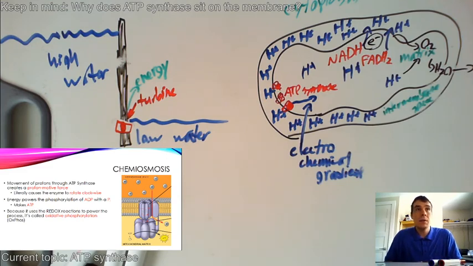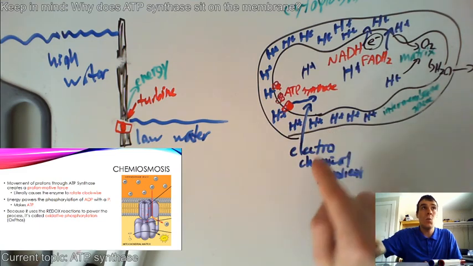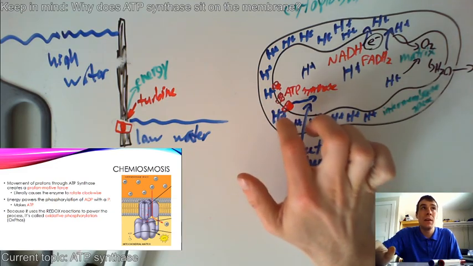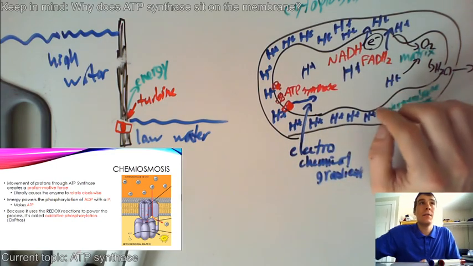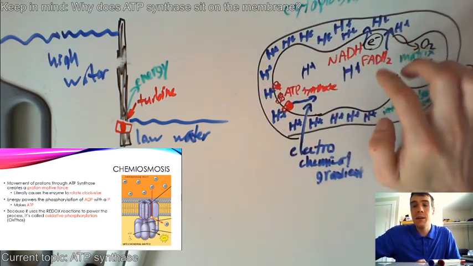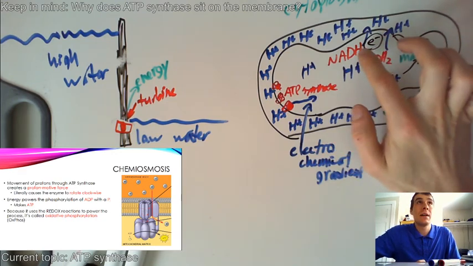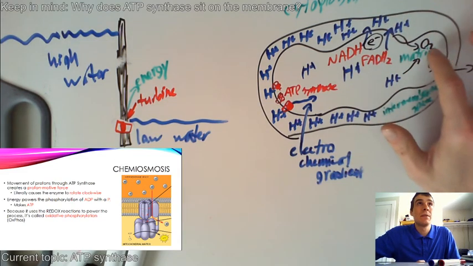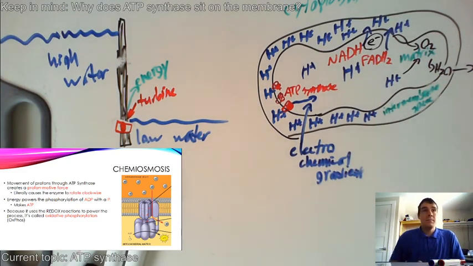So you guys are also responsible for knowing where the gradient is, where the high concentration is, what electrochemical gradient actually means, where ATP synthase sits, and why it's important for it to sit on the membrane. Okay. Also, how do we recharge the hydrogen gradient? We recharge it by using the electrons and hydrogens from the NADH and FADH to constantly add hydrogens up here, and we're also constantly pulling away hydrogens by making H2O and kicking it out.